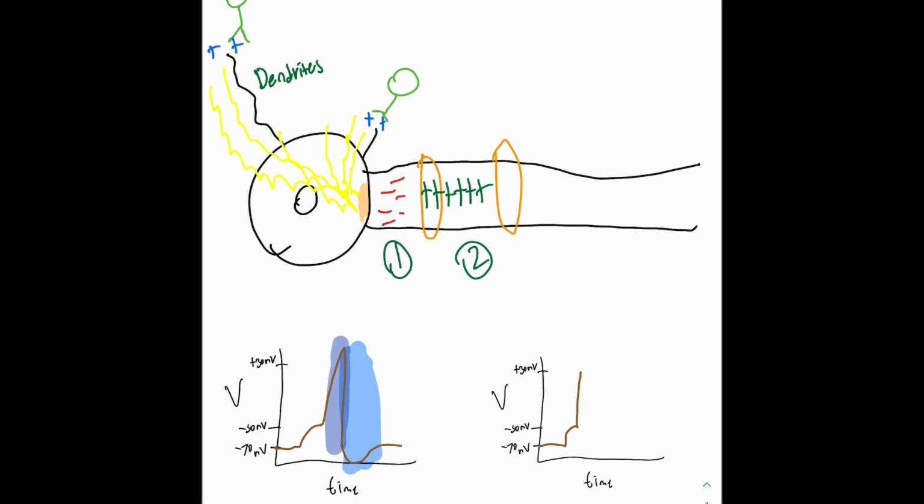And if you ever questioned why propagation only goes one way, well, this is the reason why. Because of the absolute refractory period, it prevents any more depolarization to basically back propagate through the axon. So then it only has one way to proceed.